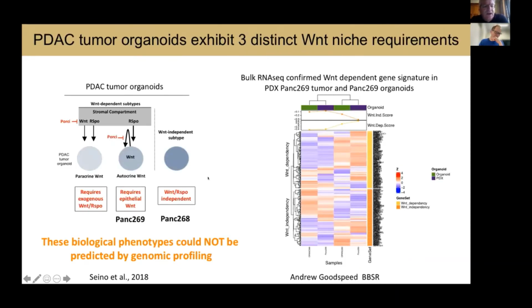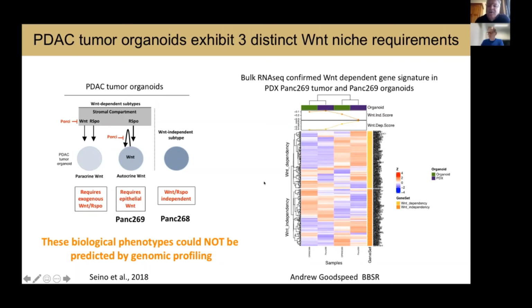And so here I'm just showing you a description of what people have done and what we've done with this system. Looking at the biological phenotypes, you have an ability to define this Wnt dependency, which you wouldn't have been able to predict by genomic profiling. And Todd Pitts submitted some of these for bulk RNA-seq, both the PDX tumors and the organoids, and Andrew Goodspeed helped us analyze that data.